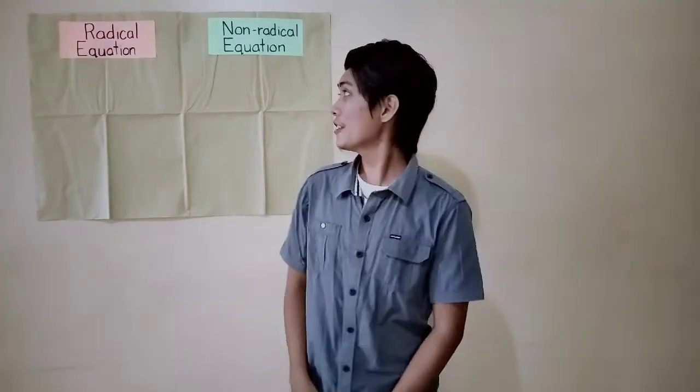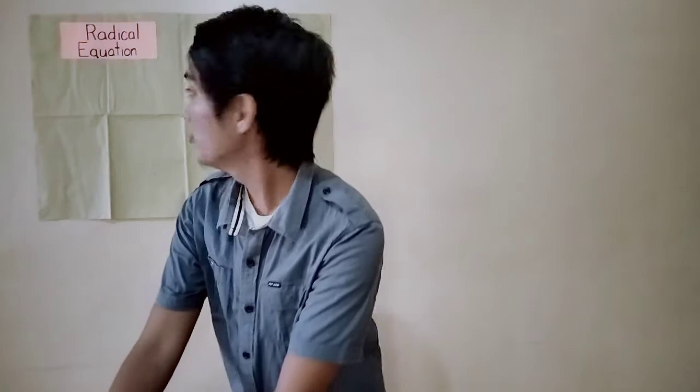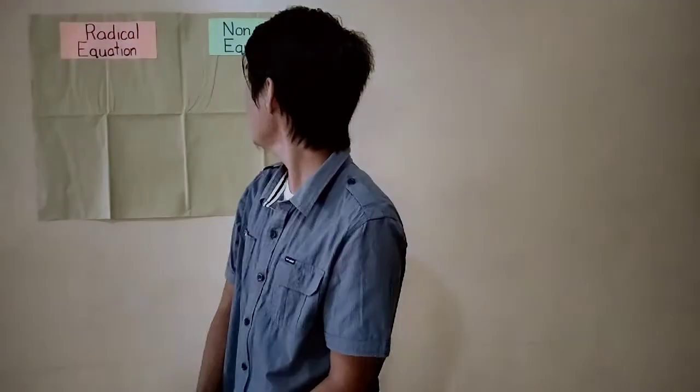So before we start our activity, I want you to first observe our classroom rules. Observe social distancing and always participate in our activities. In our first activity, I want you to split into your permanent groups, and we're going to identify these equations, whether they are radical equations or non-radical equations.